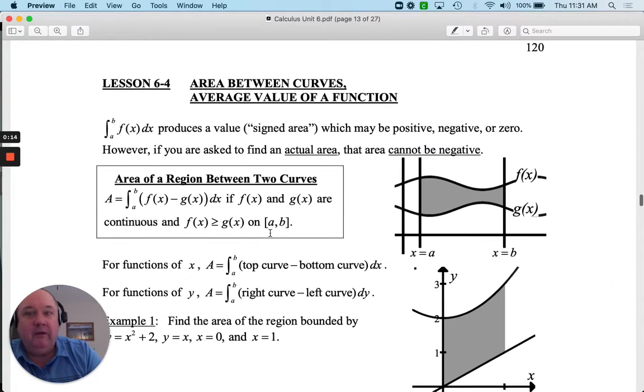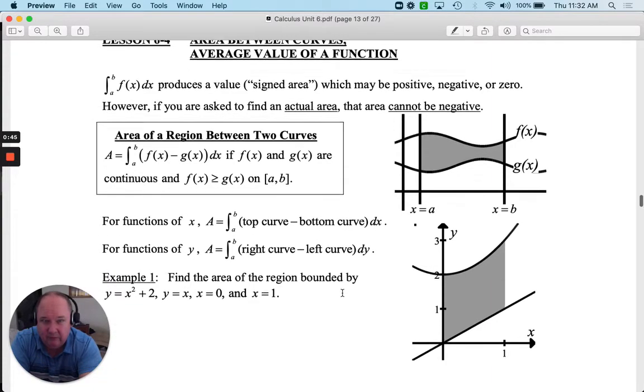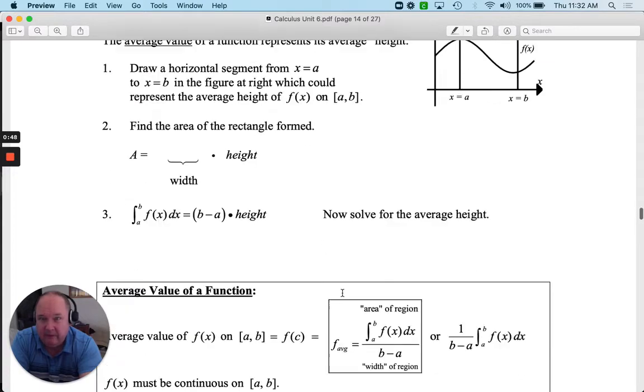Here we are. Assignment 6-4 was the ability to find the area between two curves. Can you find the area between two functions? The integration of that set may be positive, negative, or zero. However, if you're asked to find an actual area, that area cannot be negative. So the key for this lesson is: above, subtract below. Top, subtract bottom, or right, subtract left. That's what we're going to practice for our assignment.